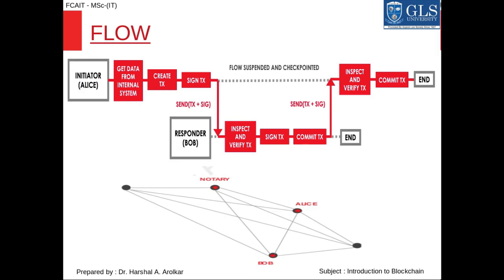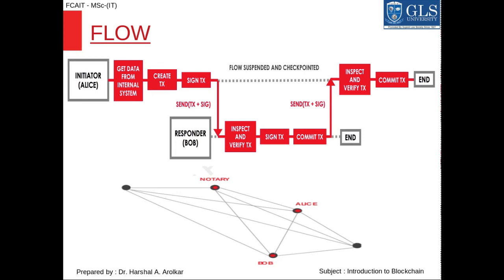Now we saw the concepts of Corda network, a Corda ledger, Corda state, a Corda transaction. Let us have a view of how these transactions actually happen. So what is the flow of these transactions that are supposed to happen? Now if you look at the figure here, you are able to see that there is an initiator called Alice. So he will get some data from an external system or an internal system. He will create a transaction called TX, then he will sign the transaction TX, and the flow of Alice stops at this particular point as of now.